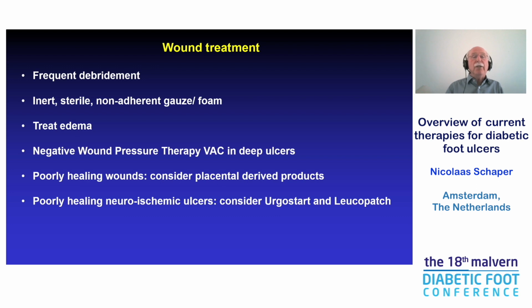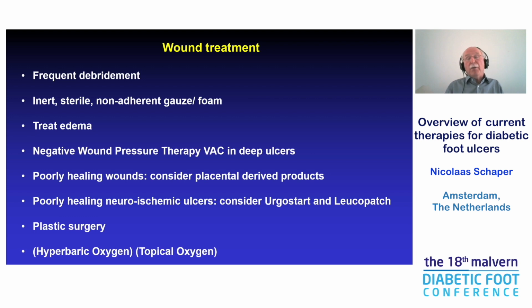And if you have poorly healing neuroischemic ulcers, you could consider ErgoStart or Leucopatch. Very innovative new approaches, which in very well performed trials has shown efficacy. But the downside is there, as far as I know, each of these products was only studied in one trial. So we need a bit more evidence there. But there is also indirect evidence for the efficacy of Leucopatch. And you should always consider plastic surgery in large defects.